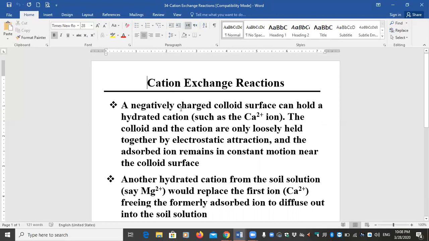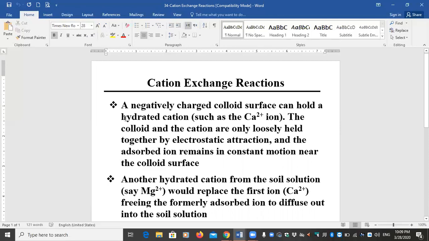Okay, a negatively charged colloid surface can hold a hydrated cation such as calcium ion. The colloid and the cation are only loosely held together by electrostatic attraction, and the adsorbed ion remains in constant motion near the colloid surface. So, if you have a negatively charged colloid surface, a colloid that has negative charges, it can hold a hydrated cation. An example is calcium.